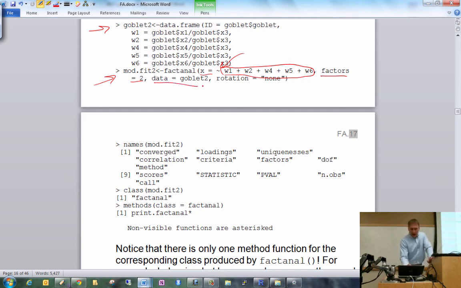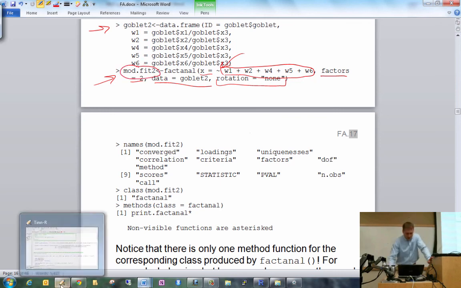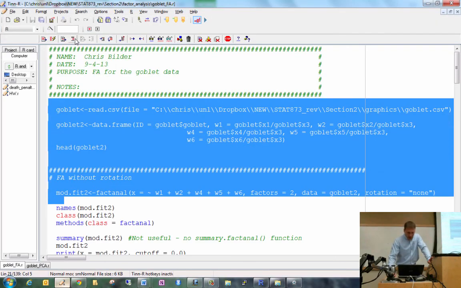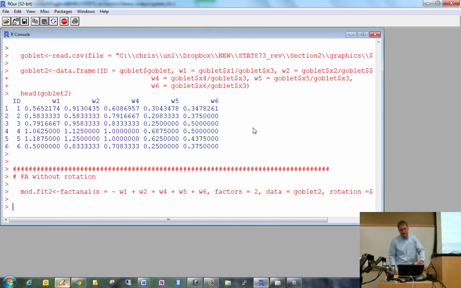My data is in goblet 2. And then I have an additional argument, rotation equal none. Don't worry about that. I will explain that later. I'm going to put the results into an object called mod.fit2. So let's go ahead and come on over here to 10 so I can execute this code.